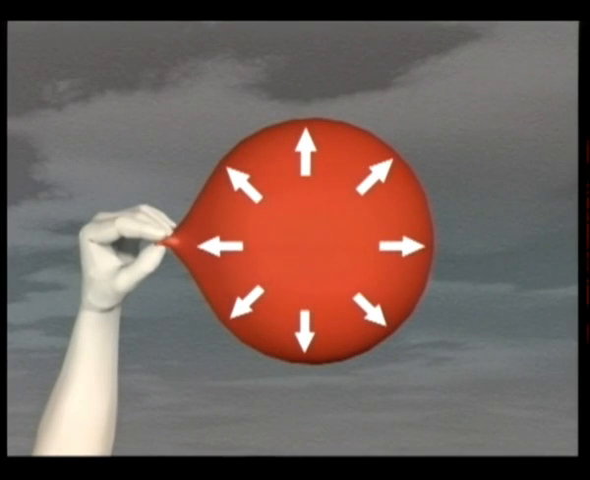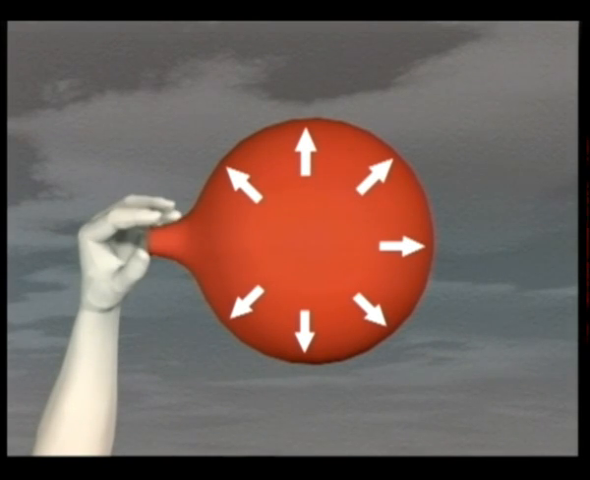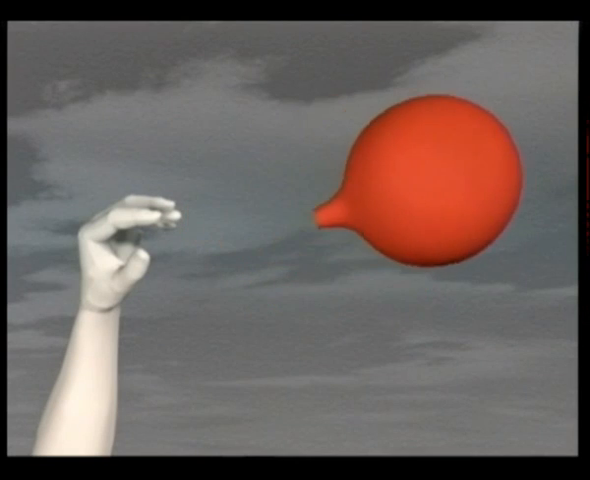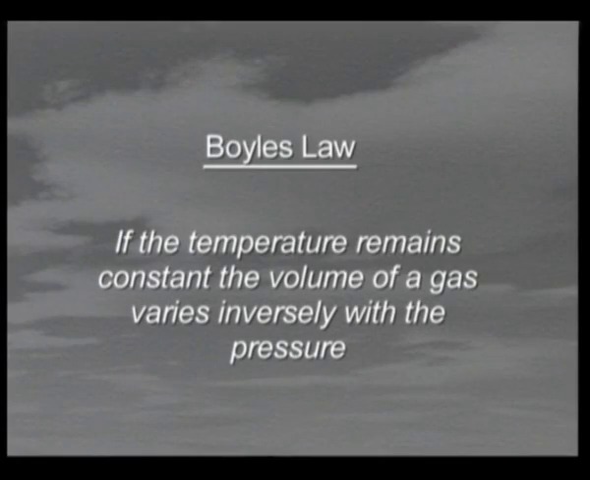Since the molecules may be regarded as perfectly elastic bodies, there's no loss of energy when they return from the walls or from each other, so that their total movement remains constant if no outside influences are brought to bear. Which brings us to Robert Boyle, the 17th century physicist and chemist, who stated that if the temperature remains constant, the volume of a gas varies inversely with the pressure.